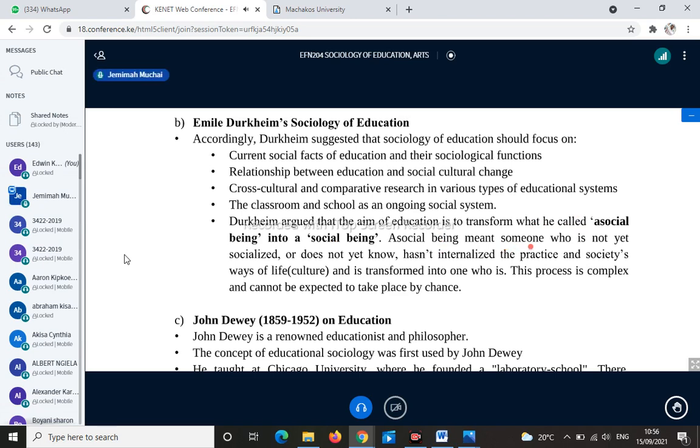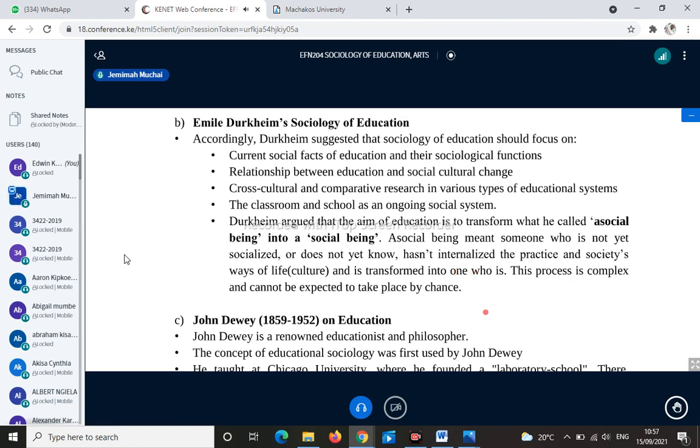An asocial being means someone who is not yet socialized, or does not yet know, hasn't internalized the practices and society's ways of life, that is the culture, and is transformed into one who is. This asocial being is transformed into one who is socialized, one who knows, one who has internalized the practices and society's ways of life.